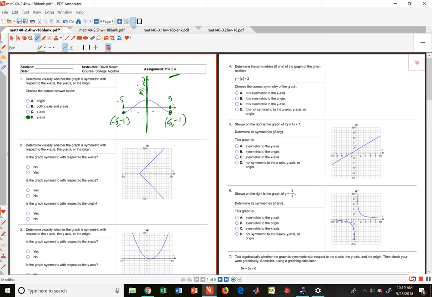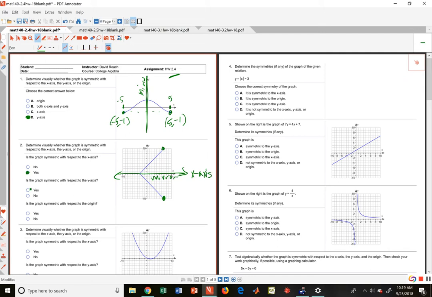Now, determine visually whether the graph is symmetric with respect to the x-axis, y-axis, or the origin. This one has a different kind of symmetry. This symmetry is about the x-axis. This is where the mirror is located. And the reflection, so this point gets reflected down there in the mirror. Now, it's not symmetric about the y-axis. The origin we'll talk about here in just a second. But this one, this definitely is symmetric. It's about the x-axis, and the x-axis only.